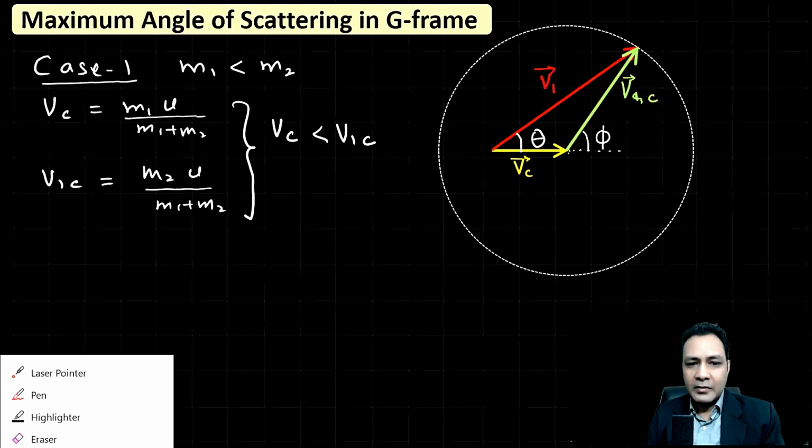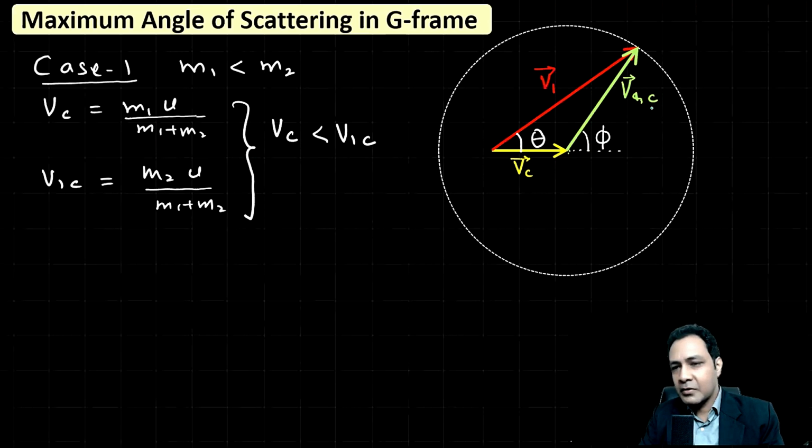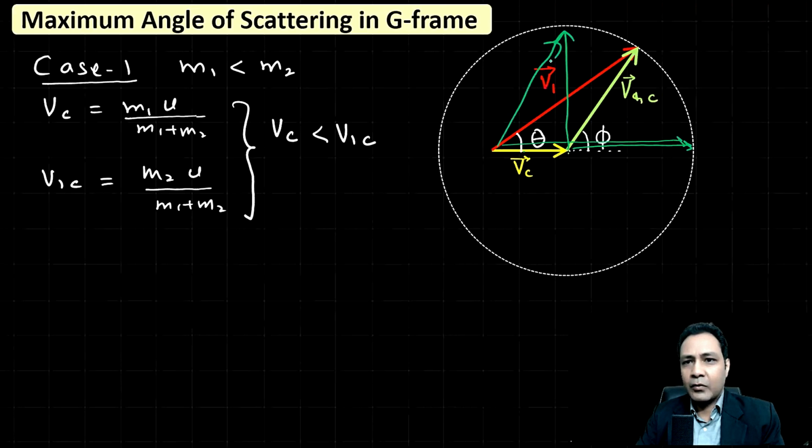Now as this V1C takes various orientations, if V1C is along this direction, then the V1 vector will be along this direction. That means theta is 0, so this is a proper head-on collision. If V1C is like this, V1 would be like this. If V1C is like this, V1 would be like that, and so on.